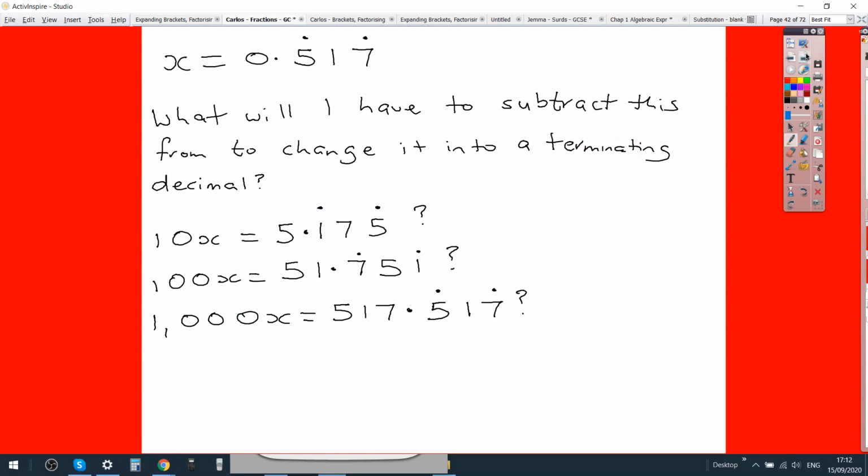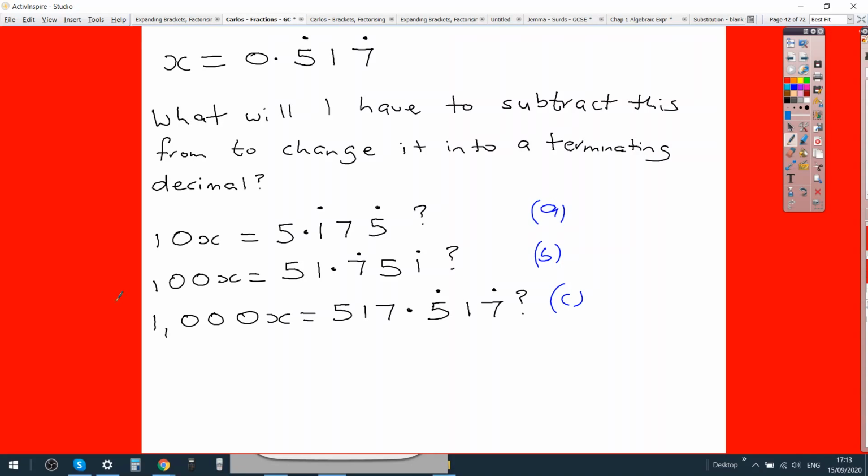No. Okay, how about this? Terminating decimal. What's a terminating decimal again? So one that doesn't recur, just a normal decimal. Okay. So it's like multiple choice. A, B, or C.